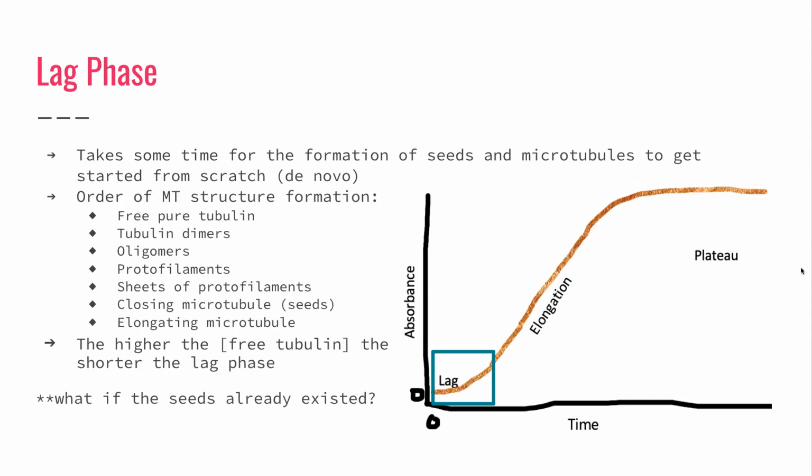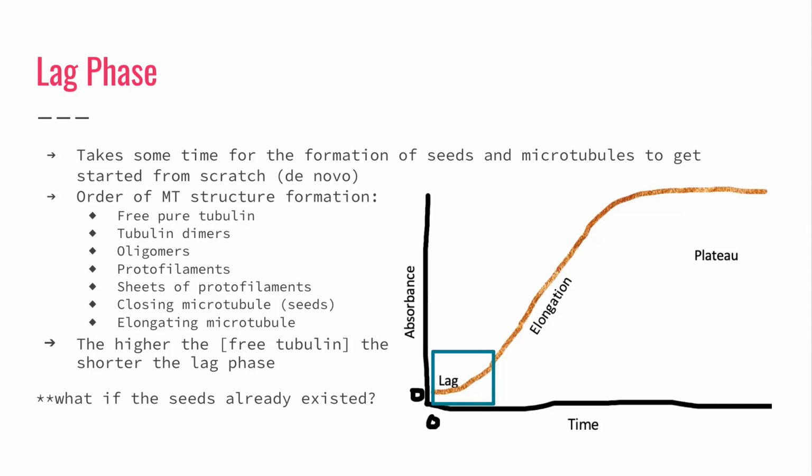Okay, so now we're going to go into the different phases. We have lag phase, and this lag phase basically occurs because you are creating microtubules from nothing in your tube. So it takes some time for the microtubules to get started from scratch. And you have different orders of microtubule structures in lag phase. So you start with the free tubulin, and then you get tubulin dimers, and then oligomers, and then the protofilaments, and then you get the elongating microtubule.